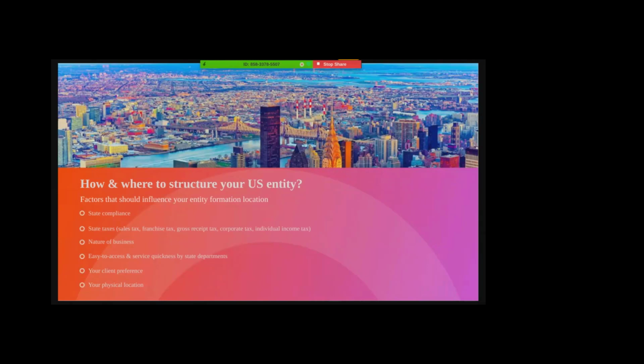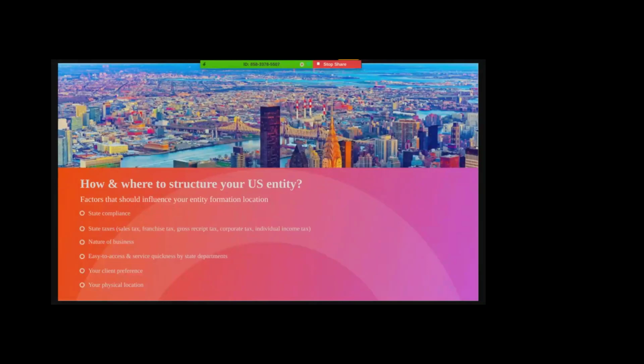Now, what are the factors that could influence your entity formation location? For example, which state you have to choose? These are very broad parameters. It all depends on individual situations, I would like to say. The first one would be state compliance. Naturally, everybody would want fewer headaches with compliances. Some states like Texas don't even require an annual report filing. I would say that is a very good thing. But at the same time, every advantage has a disadvantage. So state compliances are the things that you need to look at firstly.